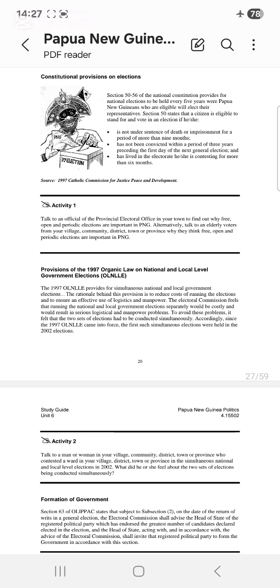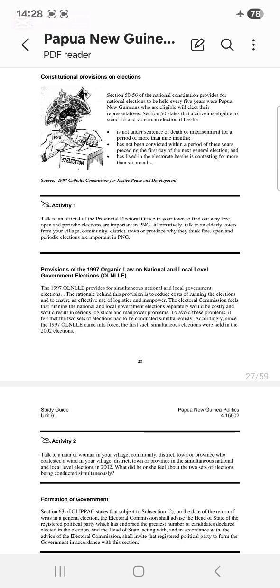So Section 50 talks about, or the Constitution provides for national elections to be held every 5 years. So our Constitution states that we need to hold elections every 5 years. That's why every 5 years we need to fulfill the requirement that is given to us by our Constitution.